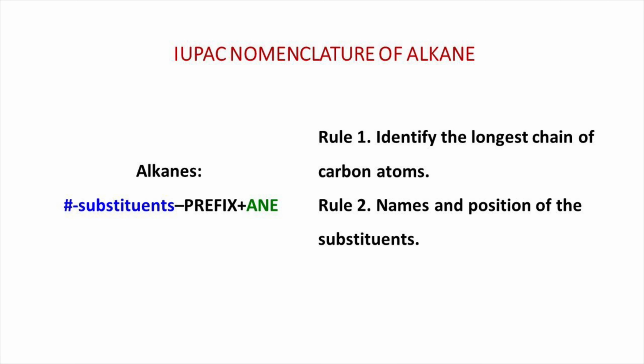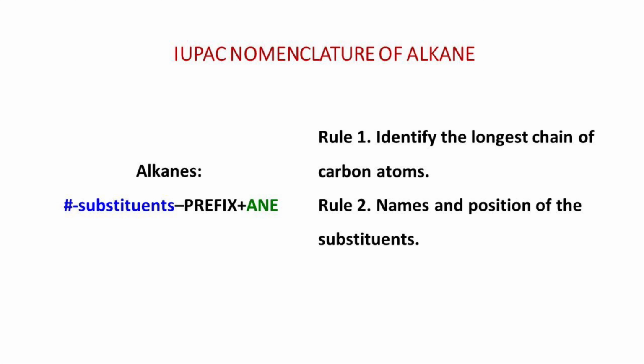Now we can discuss the IUPAC nomenclature of different functional groups. Firstly, the IUPAC nomenclature of alkane. For naming alkane, there are two rules. Rule 1, identify the longest chain of carbon atoms. That is, select the longest continuous carbon chain. This is the parent structure.